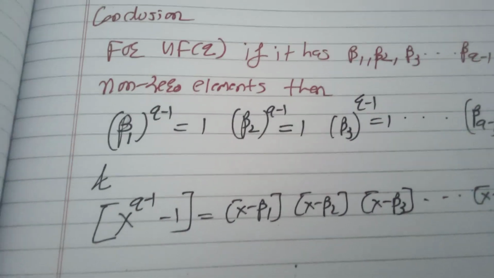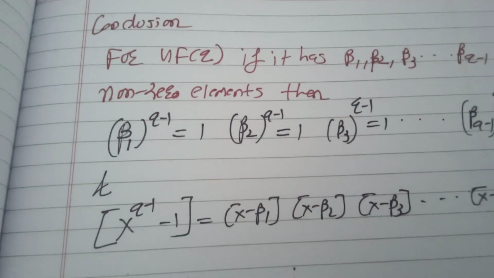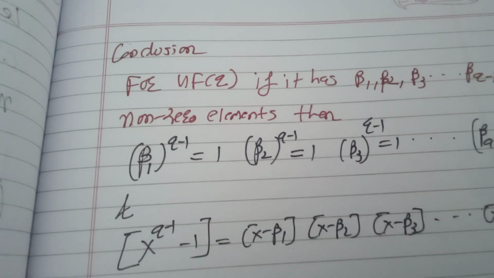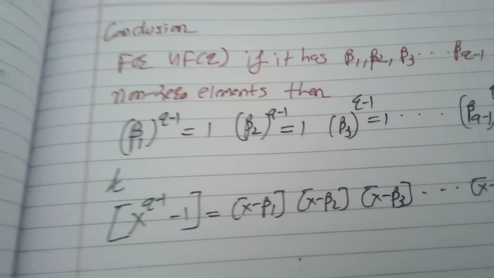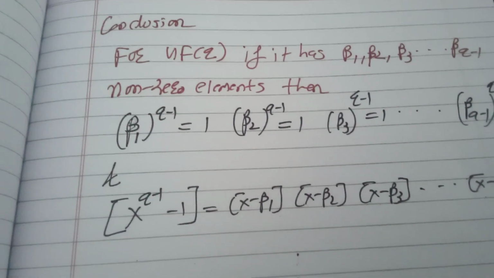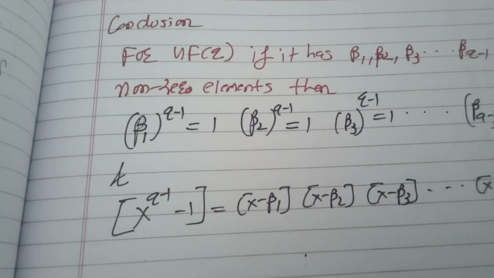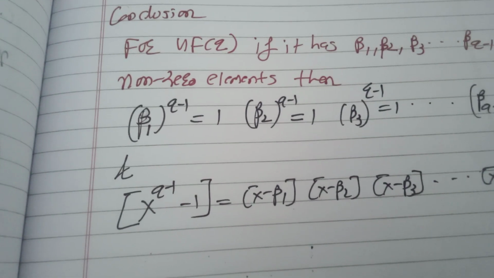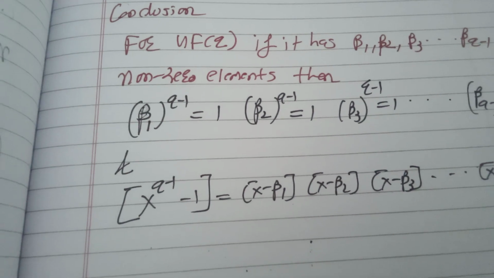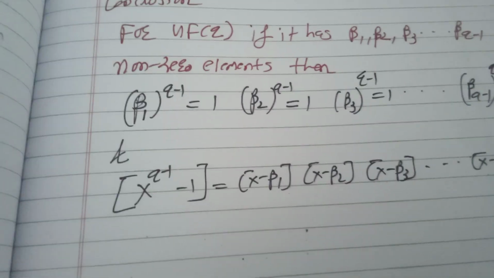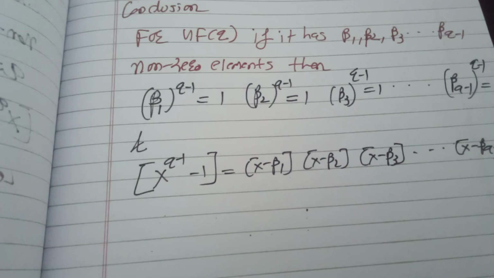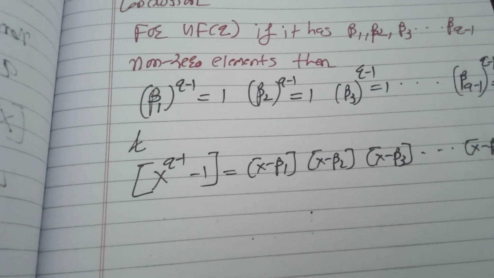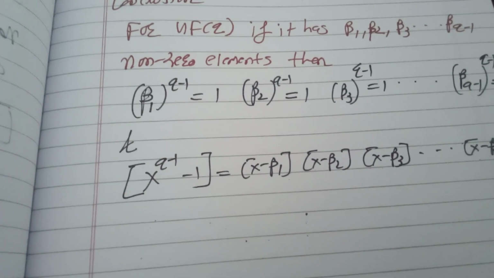I tried to convince you by taking examples from Galois fields 2, 3, 5 and 7. So once again, the conclusion is that for a Galois field Q, if it has beta 1, beta 2, beta 3, up to beta q minus 1 as non-zero elements, then beta 1 raised to q minus 1 is equal to 1. That means every non-zero element raised to q minus 1 is equal to 1, and x raised to q minus 1 minus 1 has all the non-zero elements of that field as its factors.